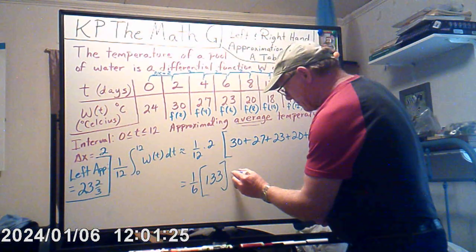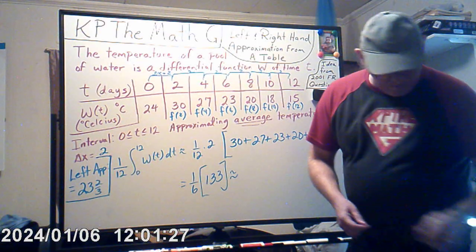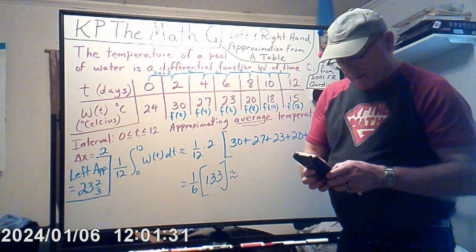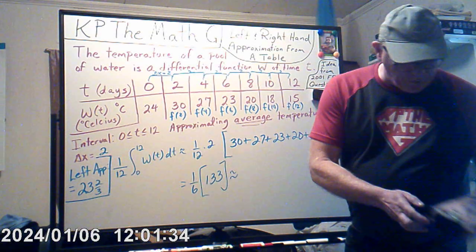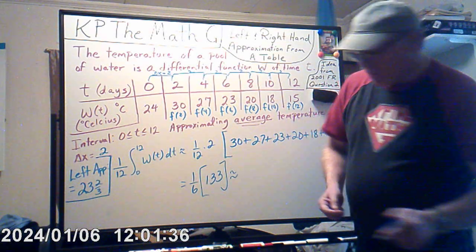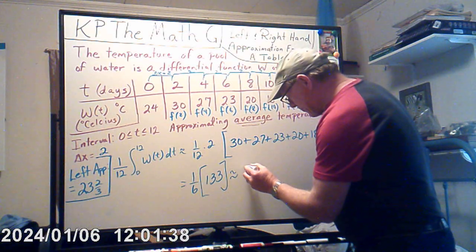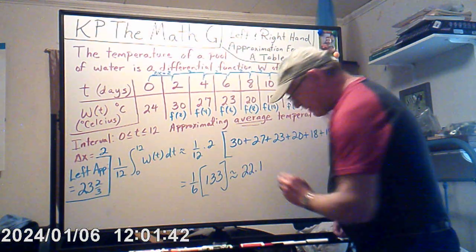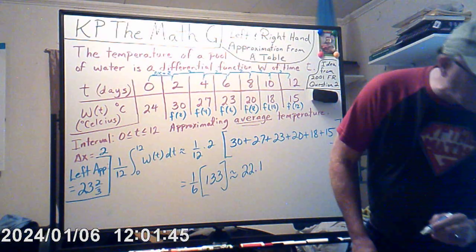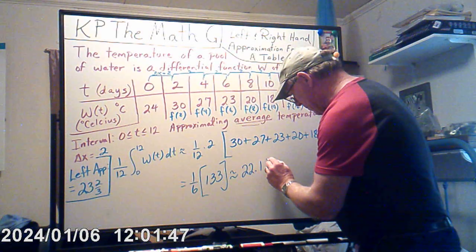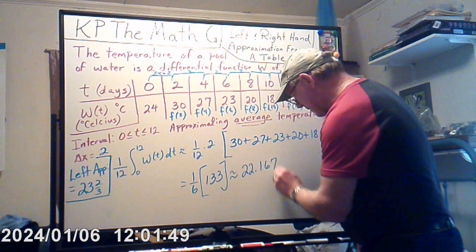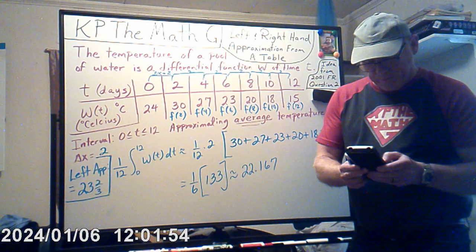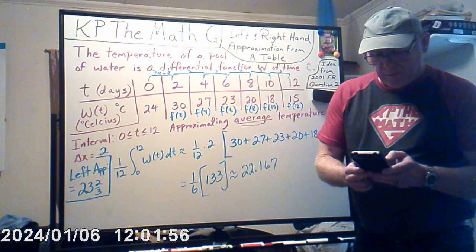And then that's about equal to, let's see, 133 divided by 6 is equal to 22.16. So about equal to 22.166. So about 22.167.